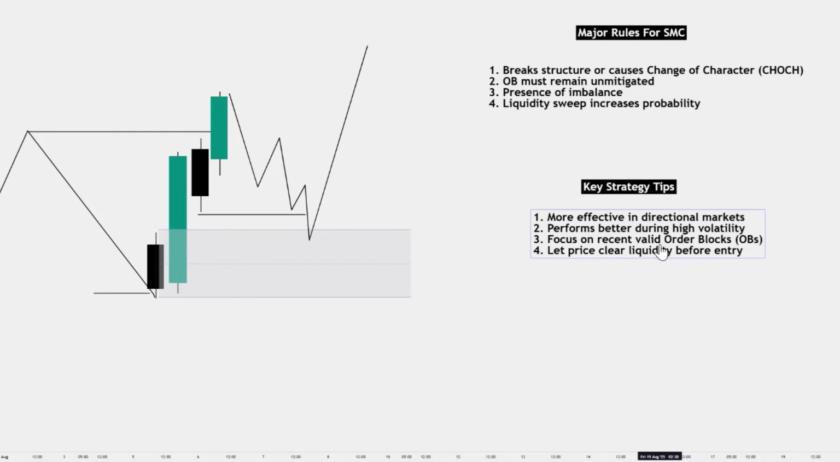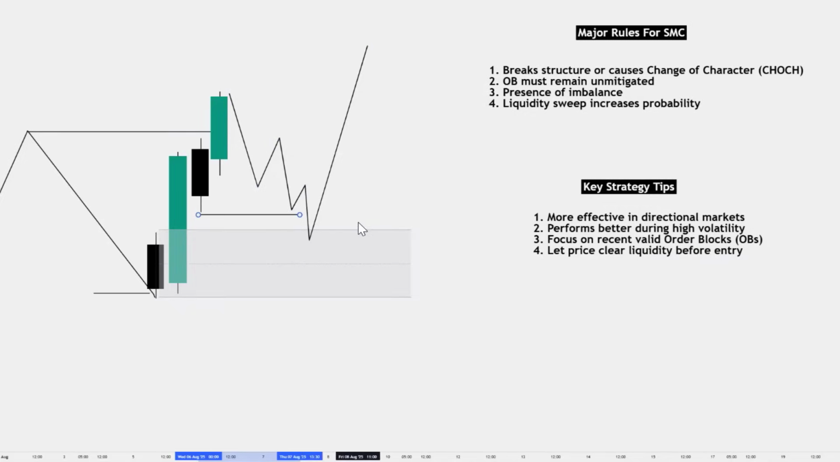Focus on recent valid order blocks. Another thing you have to note right here is valid, because if you try to focus only on the recent order blocks, believe me, you're going to make mistakes during your order block selection. Let price clear liquidity before entry. Very similar to the last point we have right here. If price sweeps liquidity before mitigating your zone, very, very important, it has a high probability of playing out.